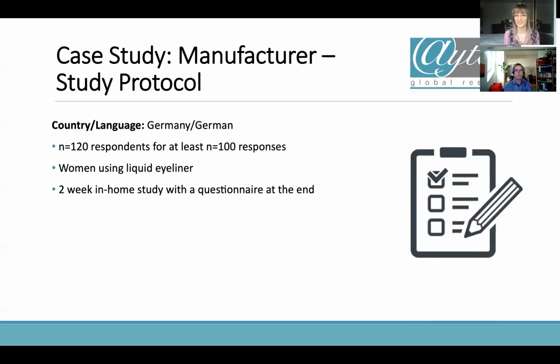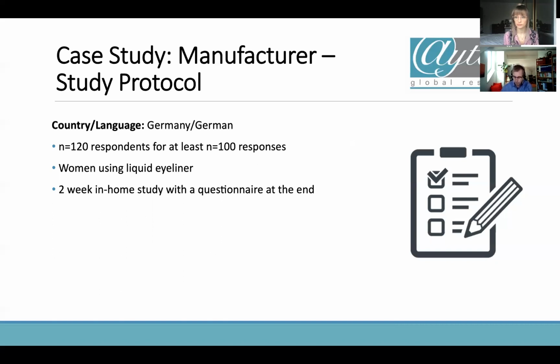We had it fairly simple. We had 120 respondents to get at least 100 responses. So normally we over-recruit by 20% because you never know if everybody receives the products by post or some people get ill or whatsoever. So we guarantee 100 responses. We had a fairly broad recruitment criteria. We just needed women using liquid eyeliner and of course being healthy and other typical restrictions. And we had a 2-week in-home study with a questionnaire at the end. So people got the product sent to their homes, could work with the eyeliner and at the end answer some questions.